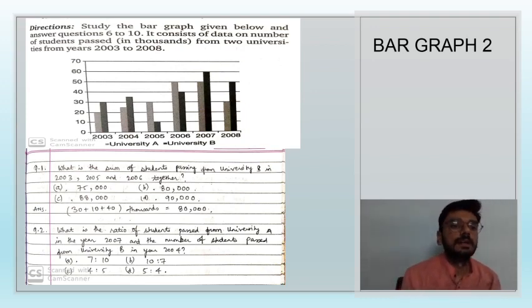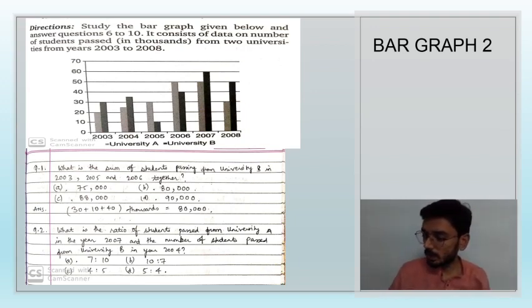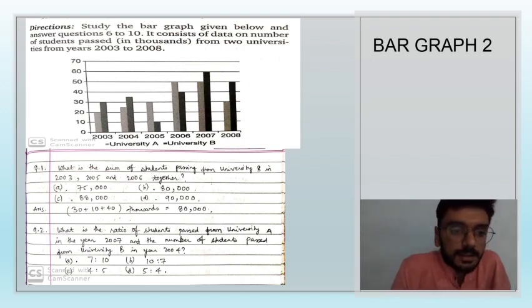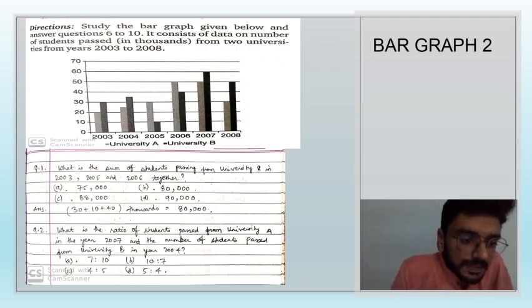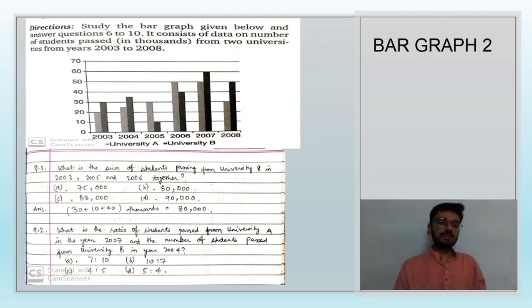Okay. Let us study the question. Study the bar graph given below and answer questions 6 to 10, 1 to 5 for our purpose. It consists of data on number of students passed in 1000 from two universities from year 2003 to 2008. So what are they trying to show us? They are trying to show us the data on the number of students that have passed, in thousands, from two universities from the year 2003 to 2008. Moving on to the first question: what is the sum of students passing from University B in 2003, 2005 and 2006 taken together?